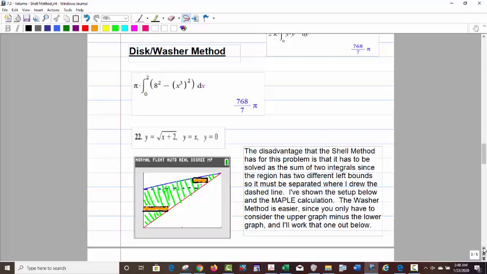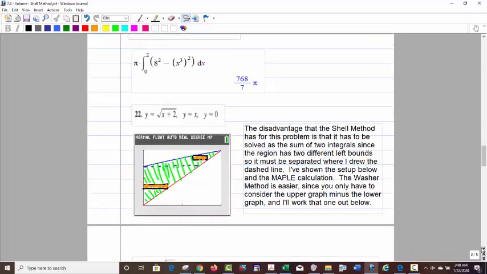One thing we're going to mention down here at the end, but I'll go ahead and say it now: one difference between the shell method and the disc and washer method is that your representative rectangle is always parallel to your axis in the shell method, whereas in the disc and washer, that rectangle is perpendicular to wherever the axis is that you're revolving it.